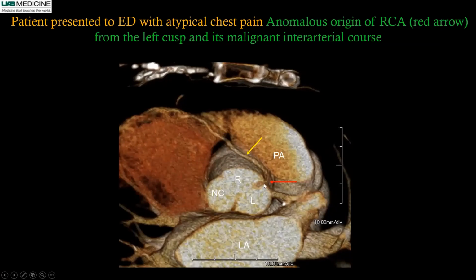In another patient, we can clearly see the origin of the right coronary from the left cusp. It is very near the commissure. These kinds of patients, especially if they have an intramural component in their proximal course, can benefit very easily from an unroofing procedure. They don't have to reimplant this vessel, just unroof it, and they will do fine.